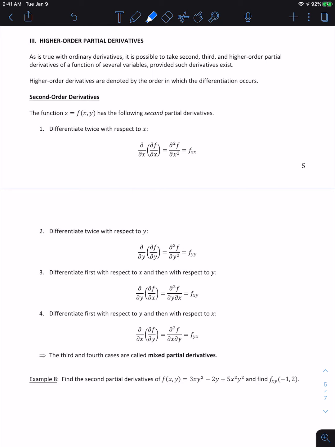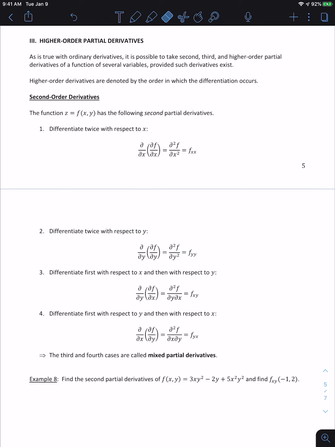How about if I took the partial derivative with respect to y, and then I took it with respect to y again? So that's differentiate with respect to y twice. I take the partial derivative with respect to y, and then I do it again. In this case, we denote it by the partial derivative squared with respect to y, or more commonly I put a double y in the subscript.